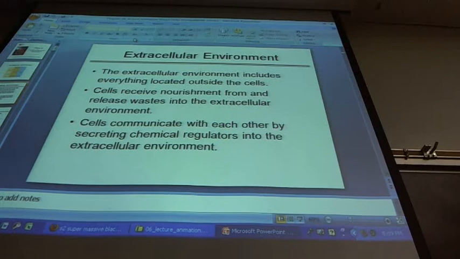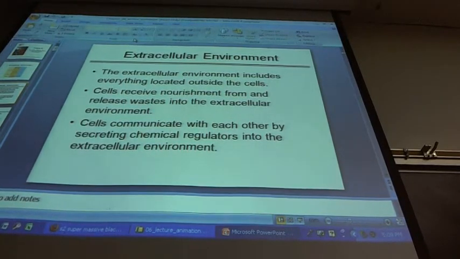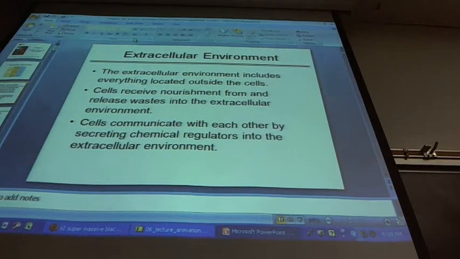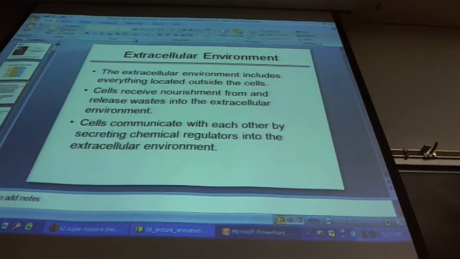You've got your capillaries. Oxygen, glucose, whatever, diffuses out of the capillaries into the cells that need it. But everything at one point goes through the extracellular material. Cells receive their nourishment from it and release waste into it.